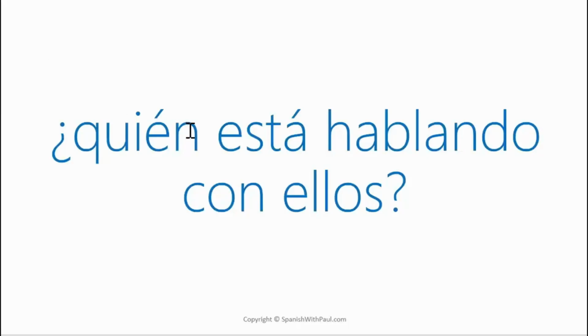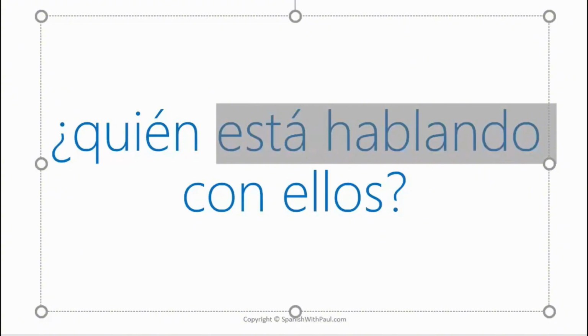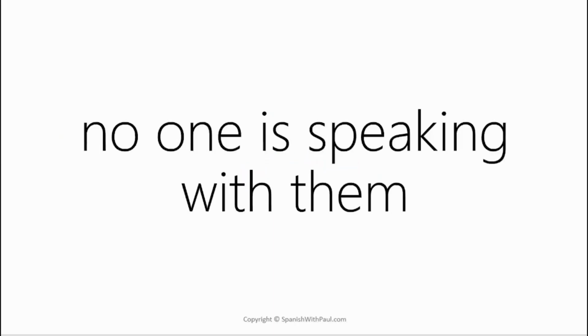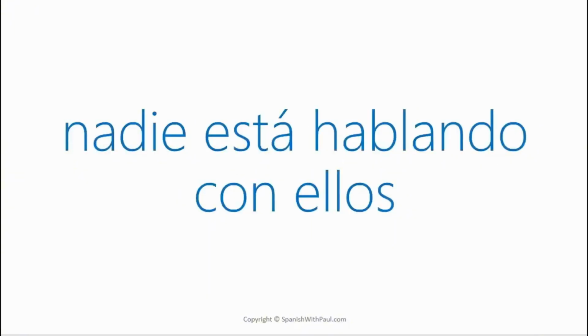Here we have the word for who with the accent because it's inside a question. And then is talking, está hablando. Here you can see the angle for he, she, or it. So, ¿Quién está hablando? Who is talking with them? Con ellos. What about the word for no one? Nadie. How would you say no one is speaking with them? Nadie está hablando con ellos.